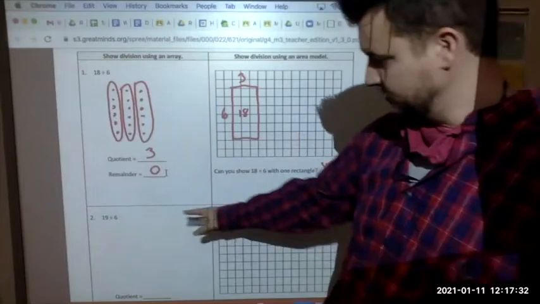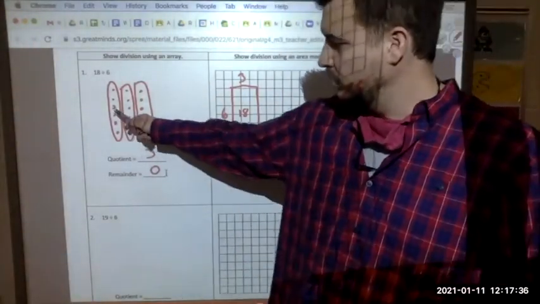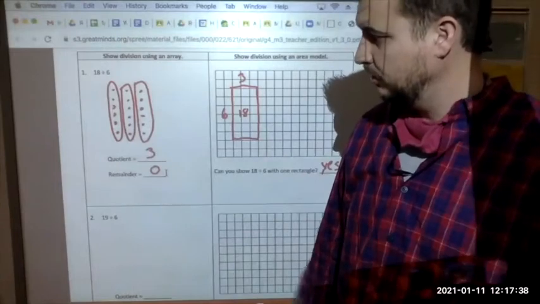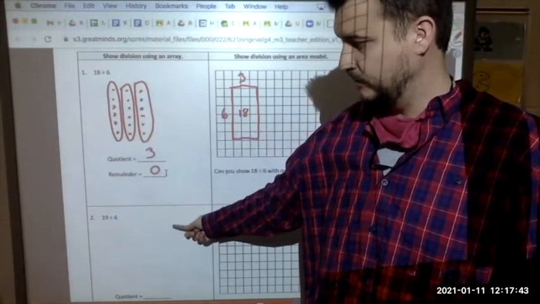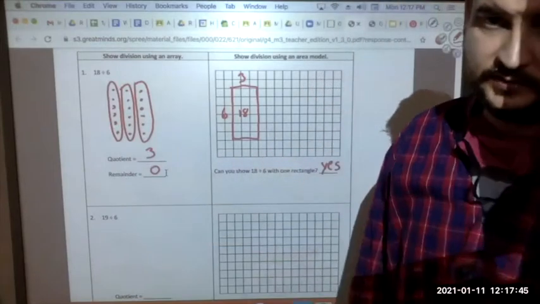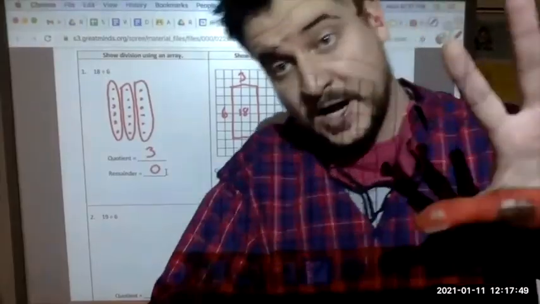So I want you to look at this one. 19 divided by 6. Do the same thing. You're going to draw this right here for 19 this time, and then you're going to make a model over here. All right, go ahead and pause the video.